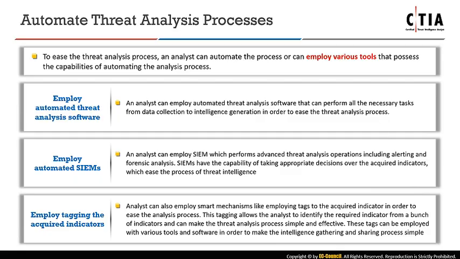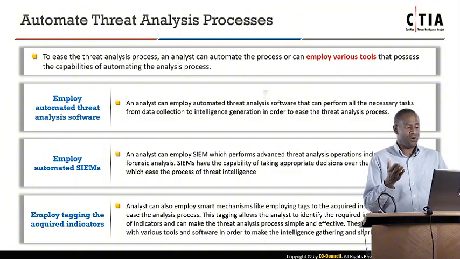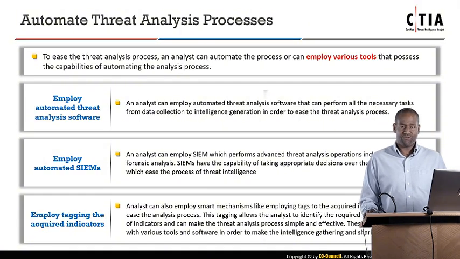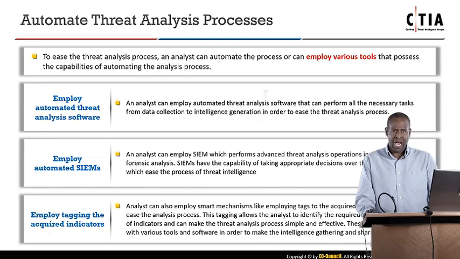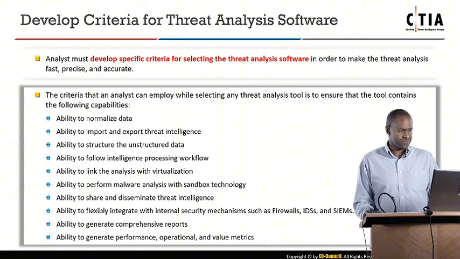And so if we want to ease the threat analysis process, we want to automate it. Employ tools that help us to automate the process. Three things that we can look at for automation. Number one is threat analysis software. We can deploy that. We can deploy automated SIEMs, and we've been talking about some of this as we go through the class. And we can employ tagging the acquired indicators. This last bullet point, the tagging, will feed back into automation for our SIEMs and also for automating threat analysis software. So automation is extremely important.